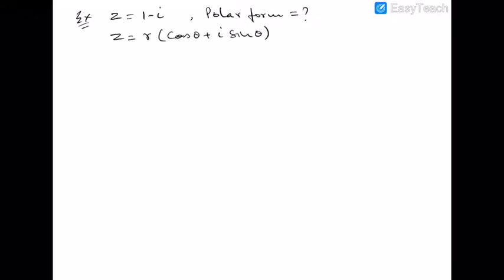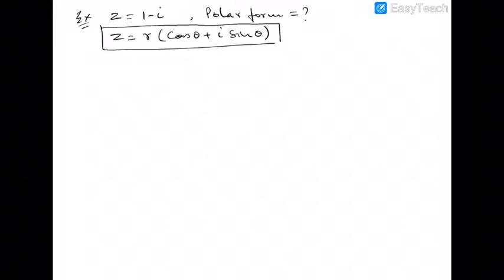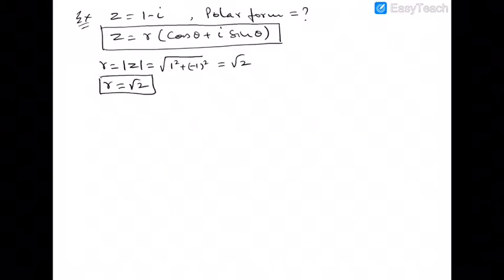Now let's take an example and write the polar form for 1 minus i. So we know that z equals r(cos theta plus i sin theta) is the polar form of a complex number, and r is equal to mod of z, which is root of a squared plus b squared. So we will get root 2 here.